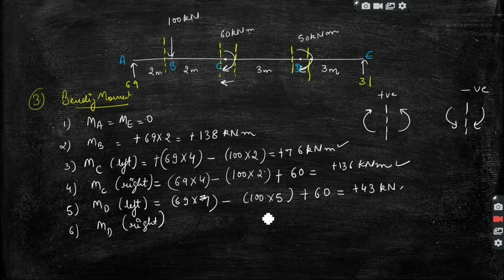Now at the right side, when I take the section just left, this 50 kN·m moment does not come into the picture. But when I move to the right of D, it also gets added. So 69 into 7 minus 100 into 5 plus 60 plus, because this is clockwise, we take it as positive. So this is a positive 93 kN·m. I hope you understand that when calculating bending moments for a beam where external bending moments act at points, we have to consider two sections, right? This is how we get the different values of bending moments and shear forces.